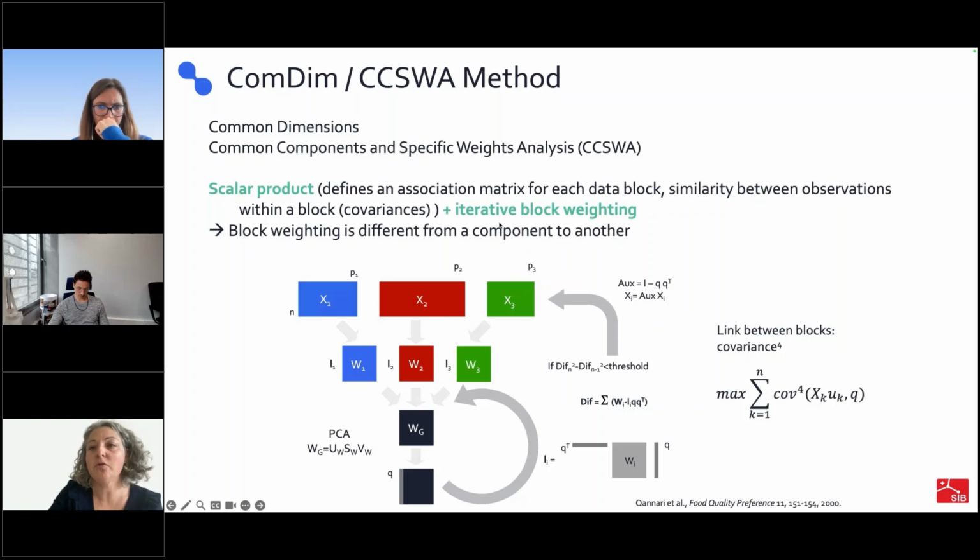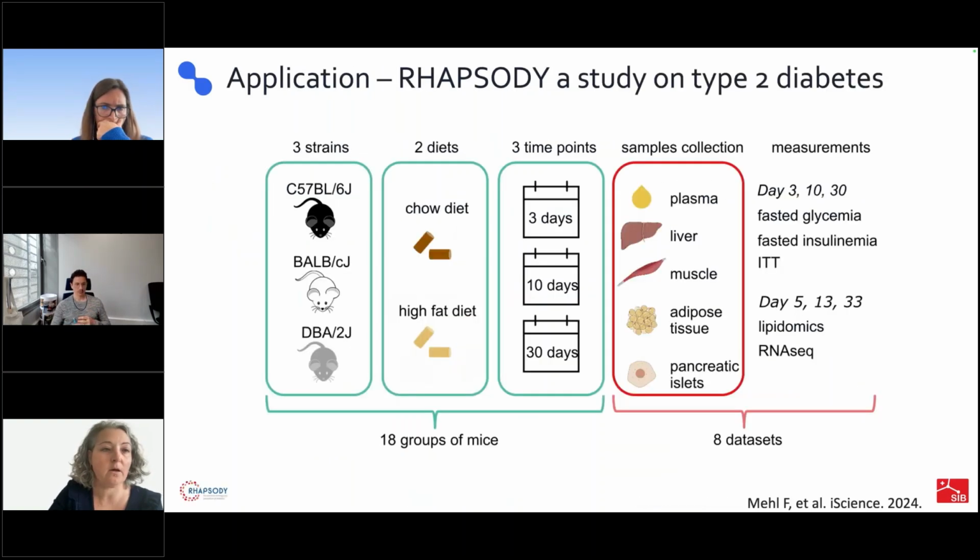So I will show you a small application of this method, which is part of a study on type 2 diabetes, where we had 3 strains of mice fed with 2 diets at 3 different time points, and a lot of different samples collected from different tissues at different time points. And we also had biochemical outcomes.